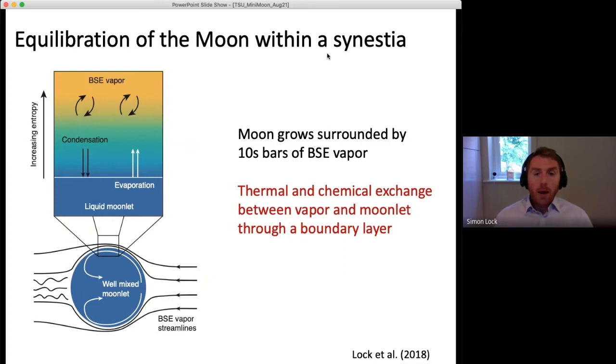And so, as I said, we have the moon that's forming inside the vapor of the structure at tens of bars, surrounded by bulk silicate vapor. And so there's a lot of thermal and chemical exchange between the moonlet and the vapor that is around it. And to try and understand what that would actually mean for the chemistry, we did a series of, well, I didn't, my collaborator Misha Patayev at Harvard did a series of thermodynamic simulations trying to understand the behavior or the controlling properties of bulk silicate Earth vapor.